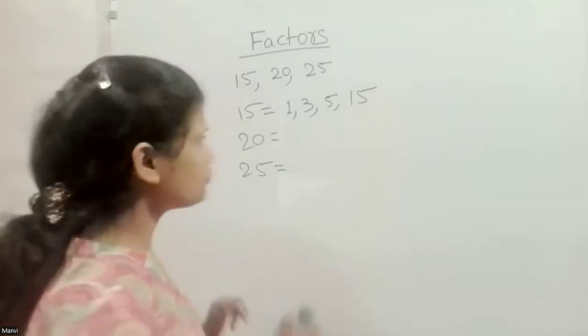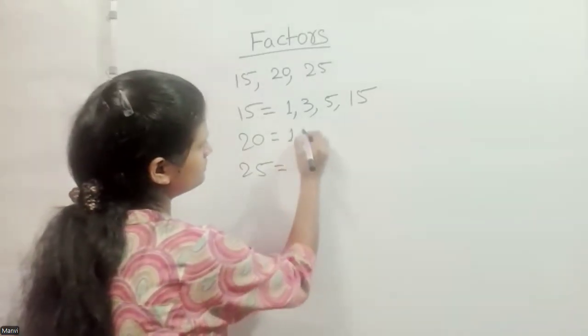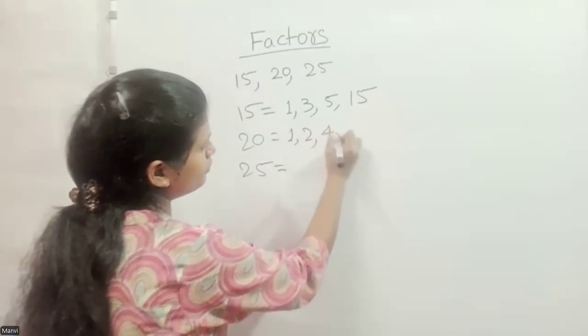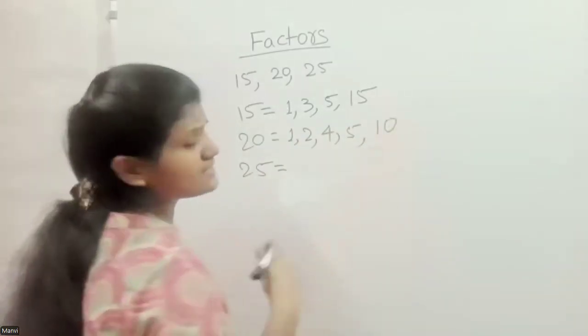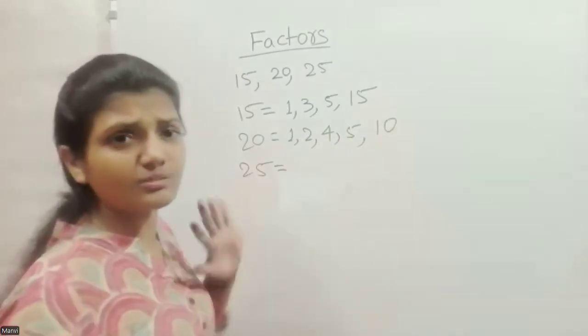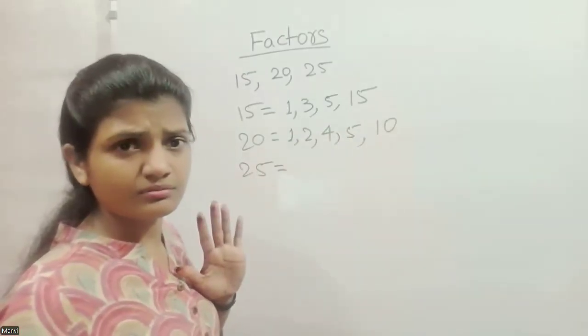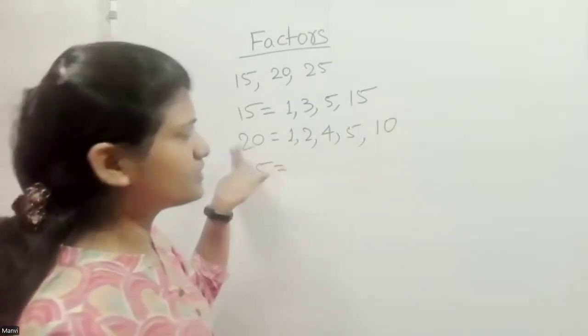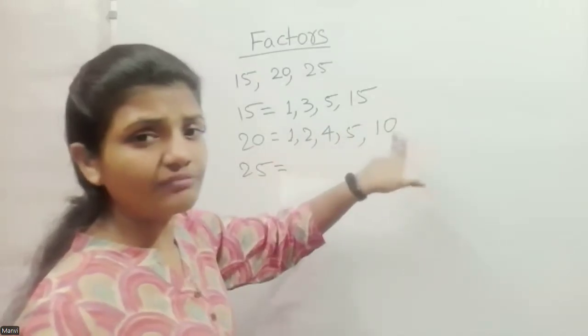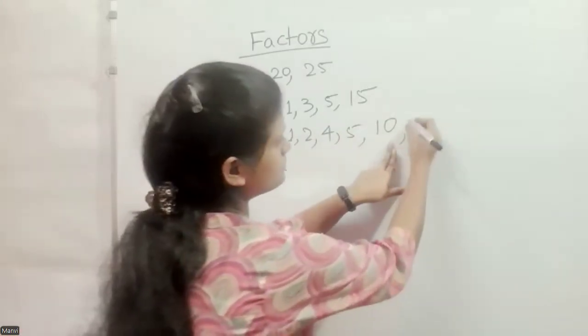Okay? So with 20: first 1, then 2, then 4, then 5, then 10. Because in 6, 7, 8, 9, 20 is not possible. And as 10 is the half of 20, after 10, what will be the next factor? 20 itself.